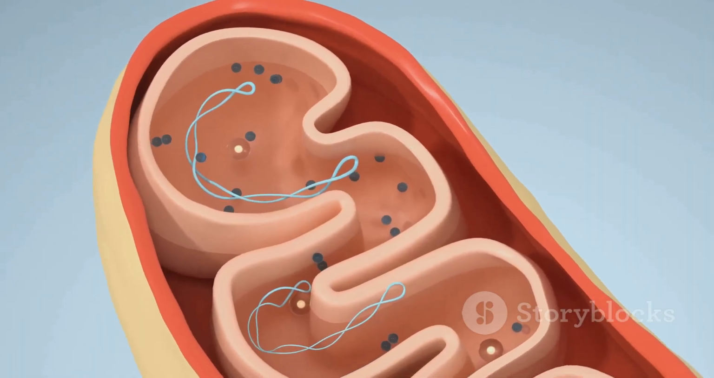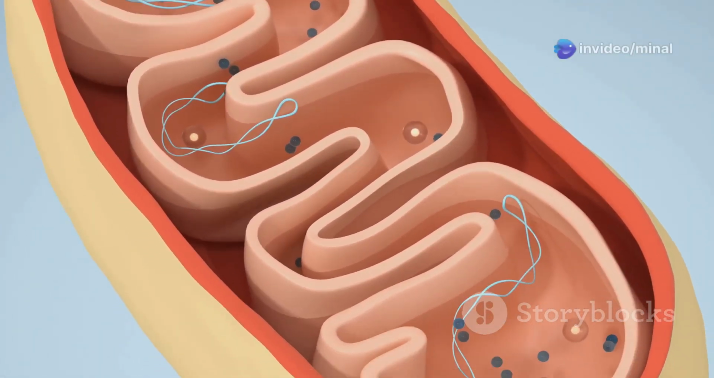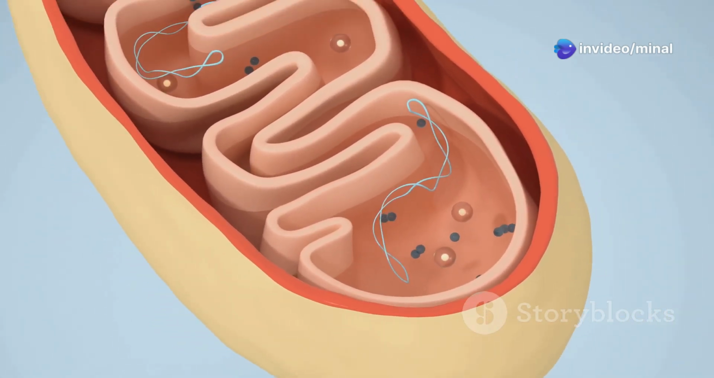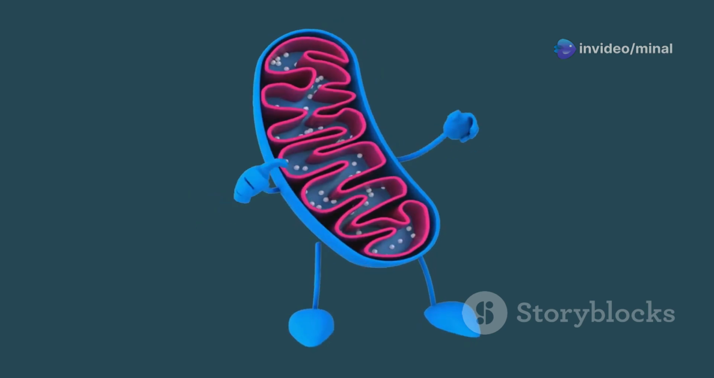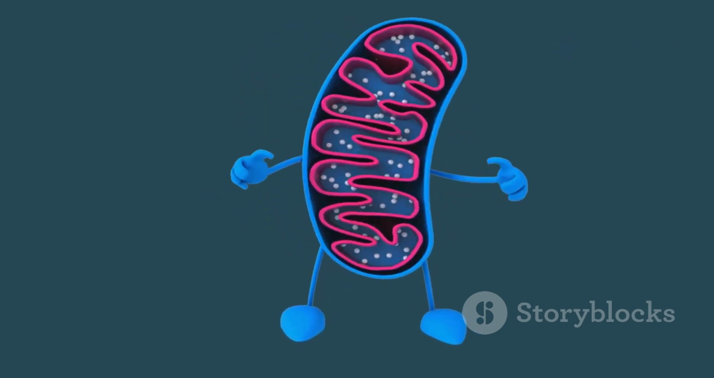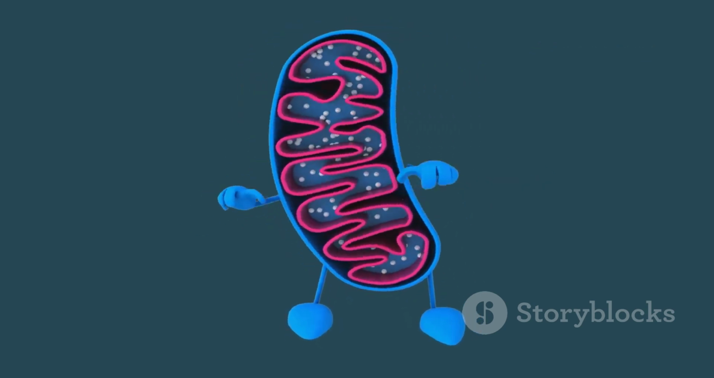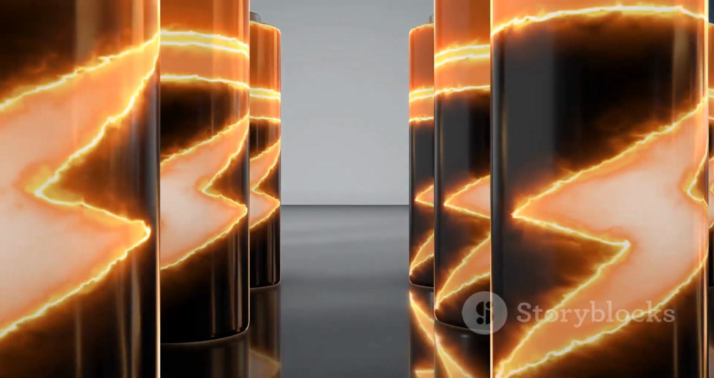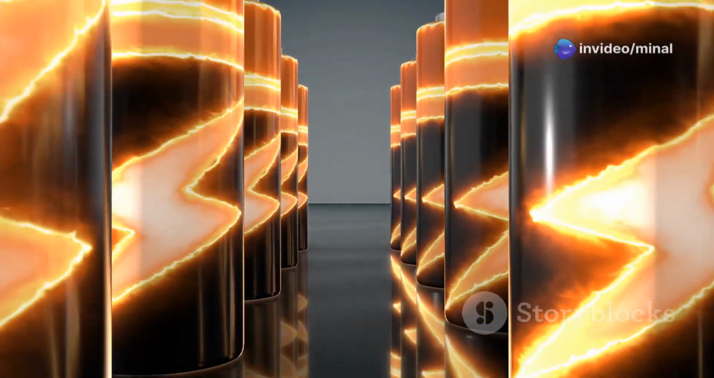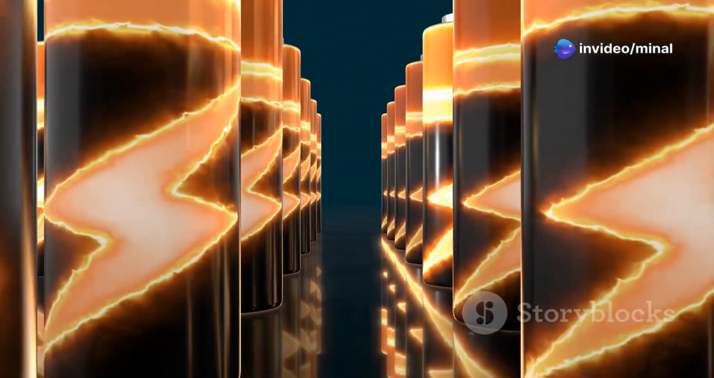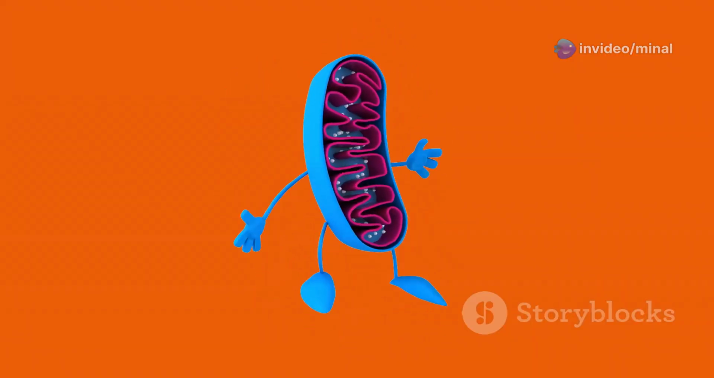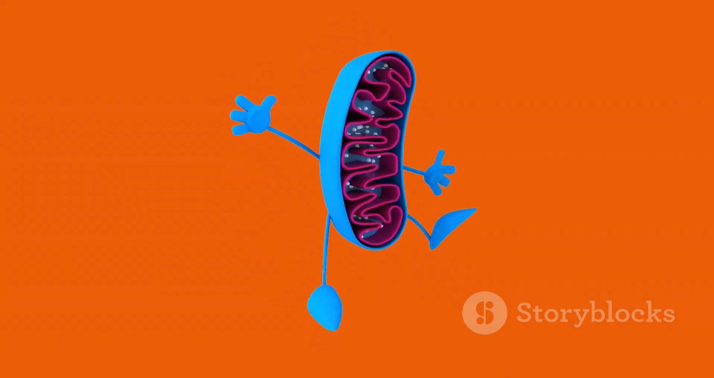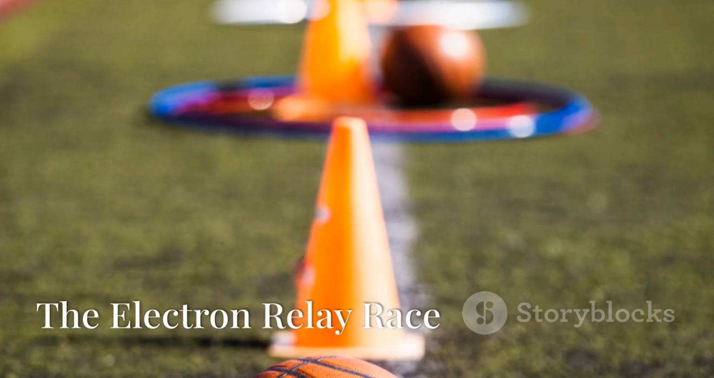For most living things, the answer lies in a tiny but mighty powerhouse inside our cells called the mitochondria, the battery of life. Inside the mitochondria, a fascinating process unfolds, the electron transport chain. Think of it as a cellular relay race, where electrons are passed from one molecule to another, releasing energy along the way. This energy is used to create a molecule called ATP, the primary energy currency of cells.